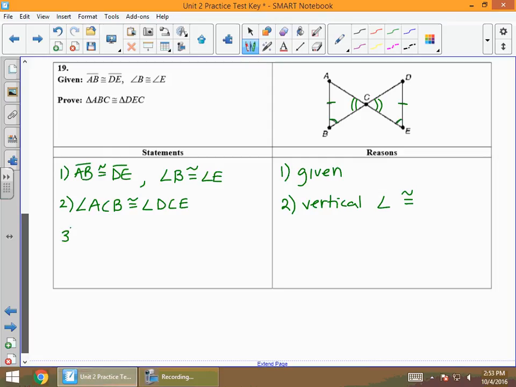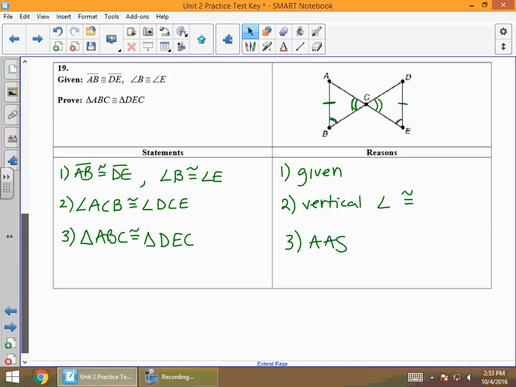I can say it. What do I want to prove? I want to prove that the triangle on the left and right are congruent, and they are. Triangle ABC is congruent to triangle DEC. By which one of our four methods? Well, I have two angles and one side, and the side is not in the middle. So it is angle, angle, side for your reason for proof.